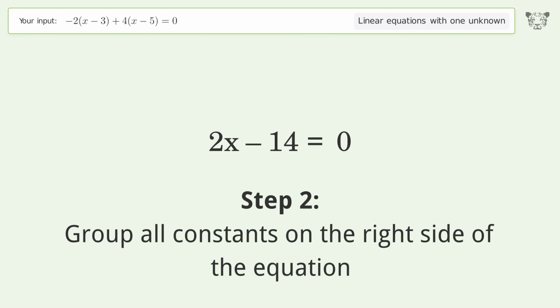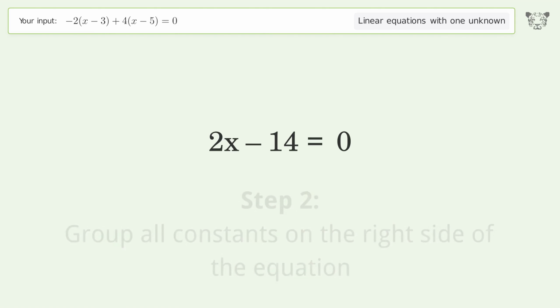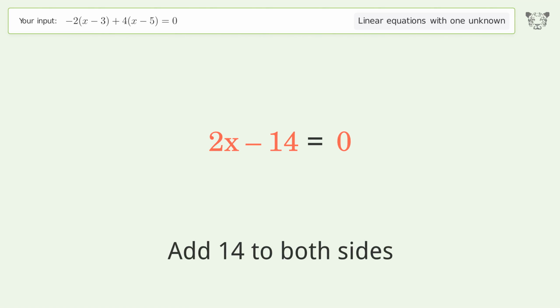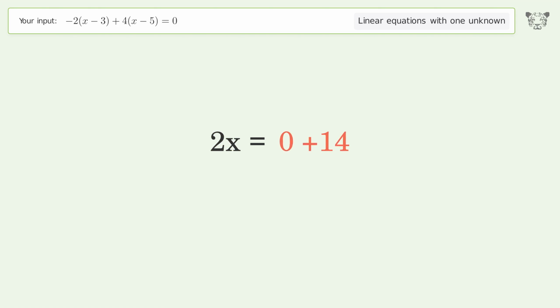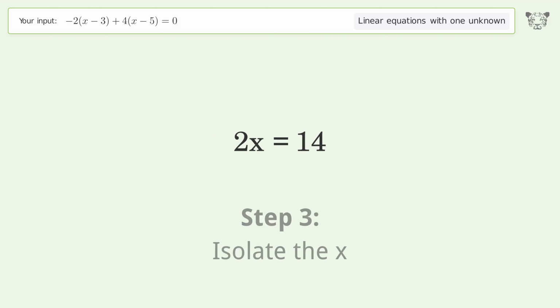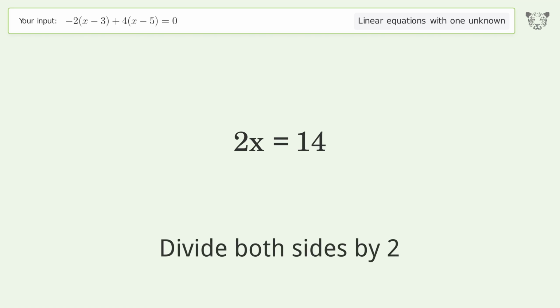Group all constants on the right side of the equation. Add 14 to both sides. Simplify the arithmetic. Isolate the x. Divide both sides by 2.